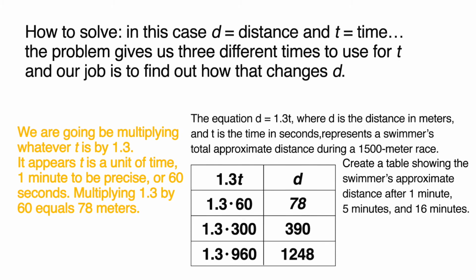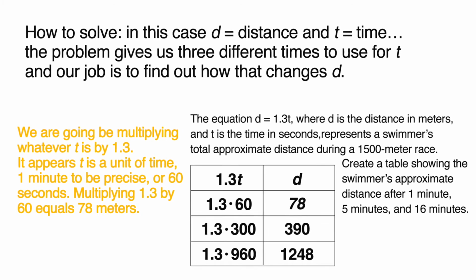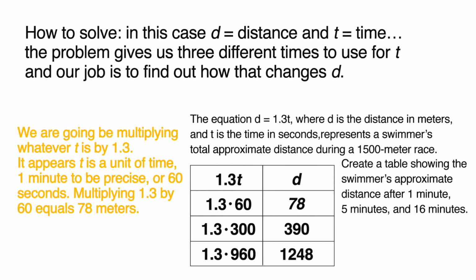Multiply the number of seconds by 1.3 meters per second and get a certain distance. In the second case, 390. And lastly, 1248. See, that's not so bad.